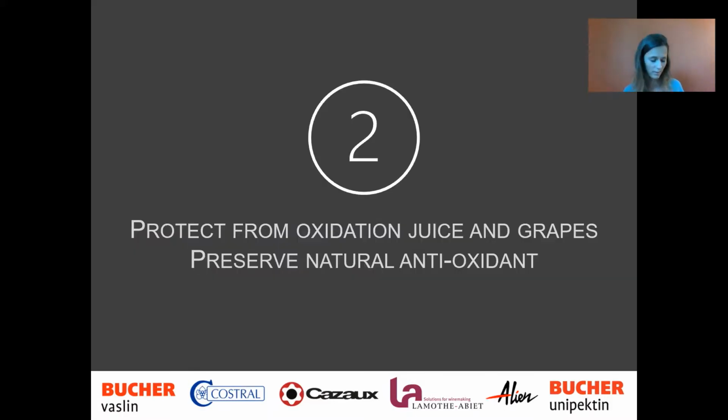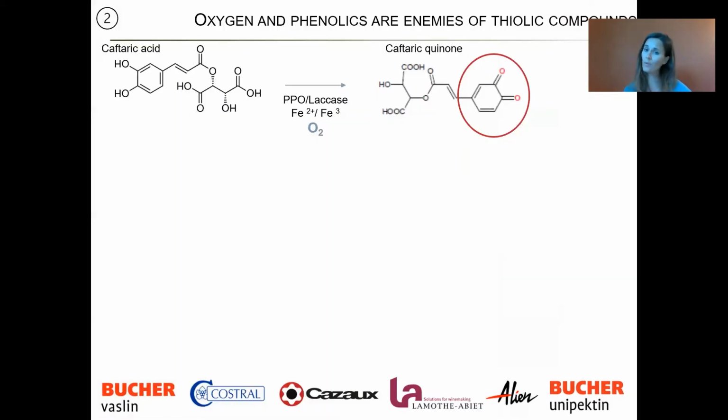So the second part of the thiolic journey is to make sure we protect them from oxidation. They are very sensitive to oxidation, and for this, I want to go very quickly through the oxidation reactions that always start with a phenol that gets oxidized into a quinone, oxidized by the presence of oxygen, but also the activity of PPO or laccase, so oxidative enzymes. And then in wine, when we are looking at chemical reaction, the oxygen has to be activated through a redox reaction, which often starts with the presence of iron or copper.